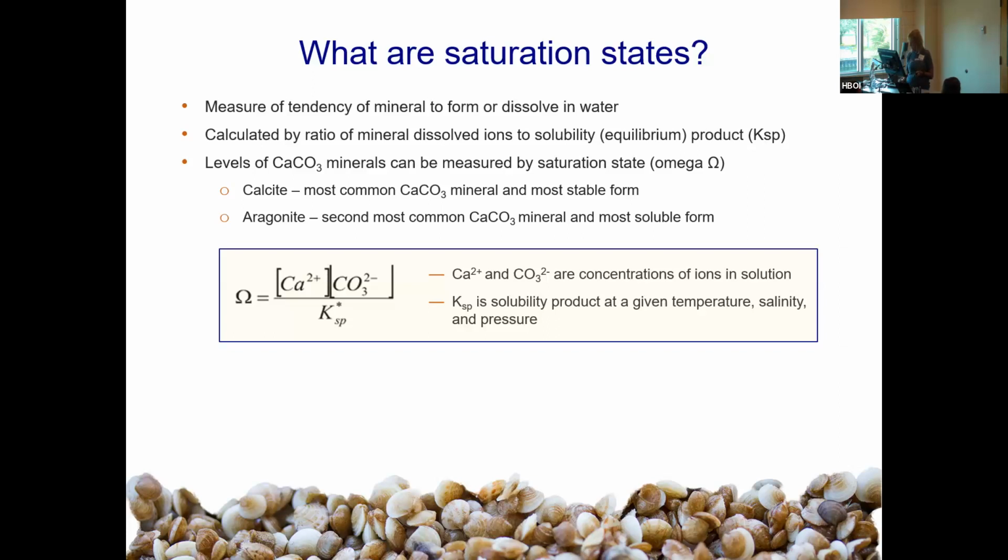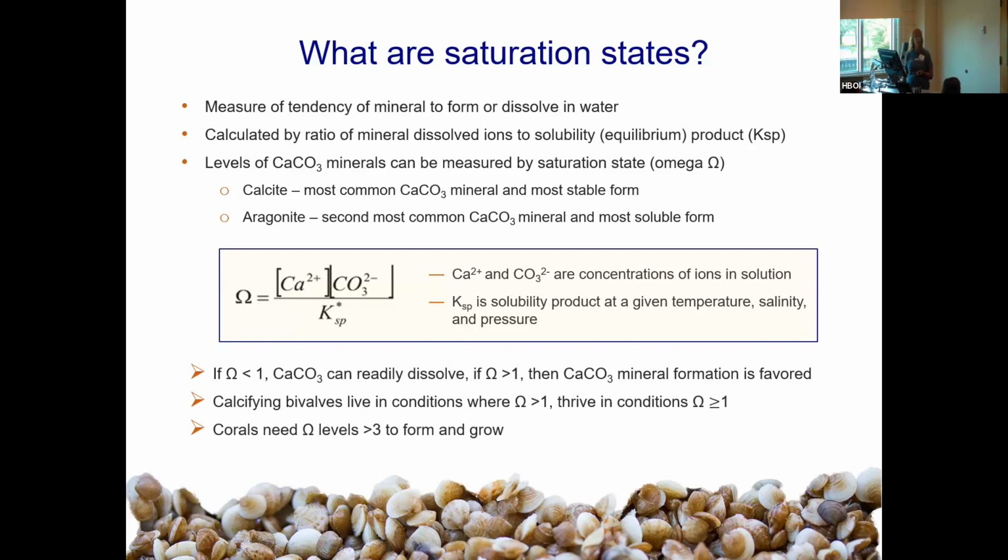If the omega level is less than 1, then calcium carbonate can readily dissolve. It means it's a corrosive environment. If the omega level is greater than 1, then the calcium carbonate mineral forms, which is what you want. Calcifying bivalves, oysters and clams live in conditions where the omega values are greater than 1 and thrive in conditions where they're much greater than 1. For example, corals need omega levels of greater than 3 to form and grow.